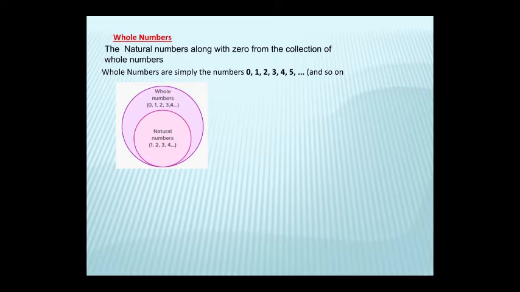By seeing this figure you can conclude that all natural numbers are whole numbers, but you cannot say all whole numbers are natural numbers, because natural numbers start from 1. In the whole numbers, 0 also is there. So that is the reason all natural numbers are whole numbers, but all whole numbers are not natural numbers. Example: 0, 7, 212, 1023 are all whole numbers.